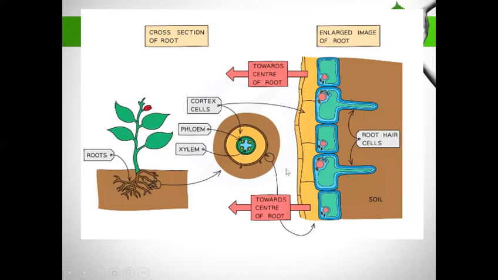So in this way, there is a transportation of water. Sometimes students intermix the function of root hair cells and xylem vessels. So you must keep one thing in mind: root hair cells are responsible for absorbing water, meaning their function is absorption of water. But xylem vessels are responsible for transporting water and minerals to all parts of the plant.